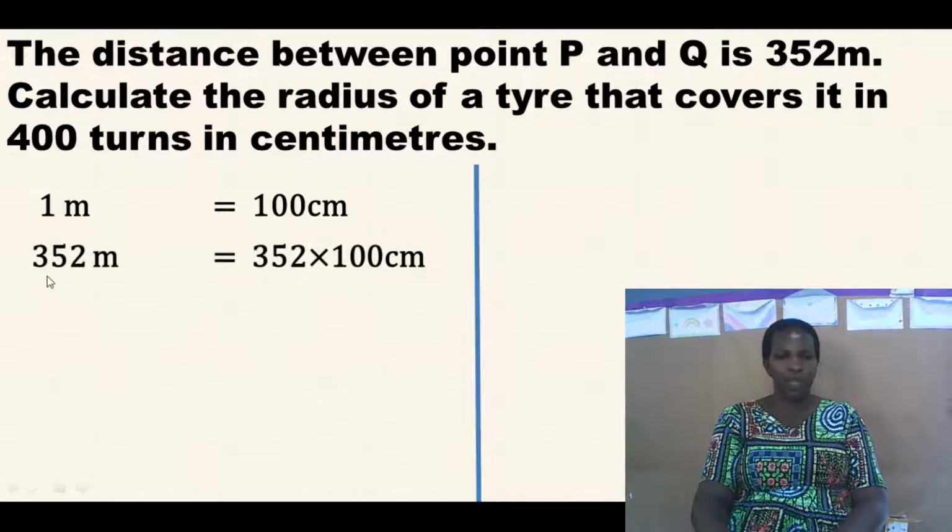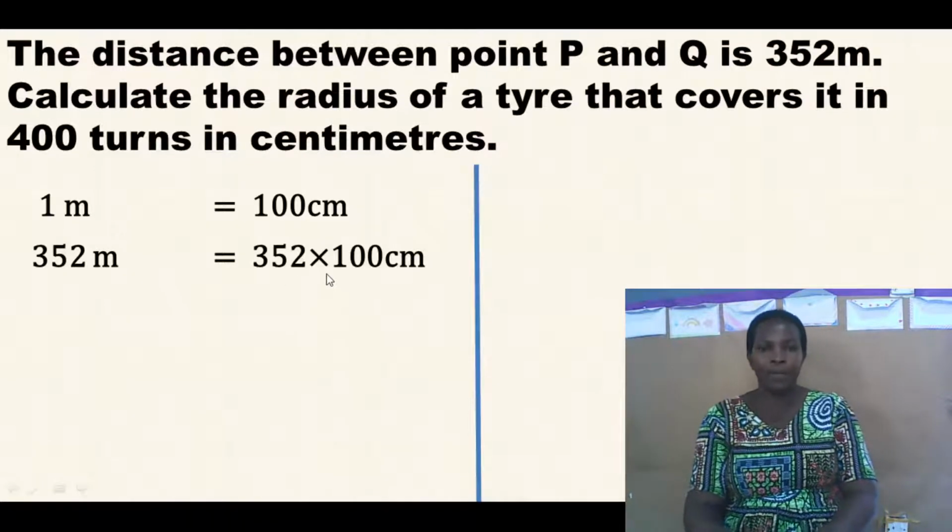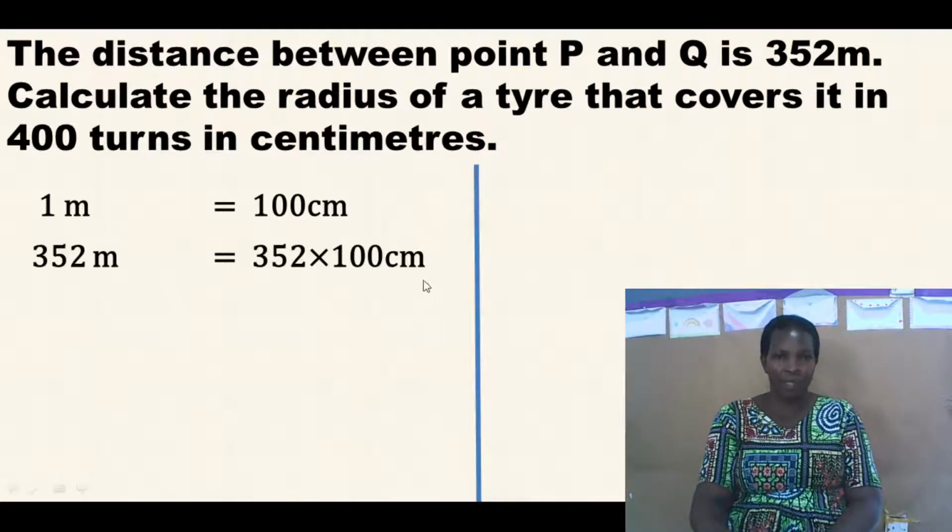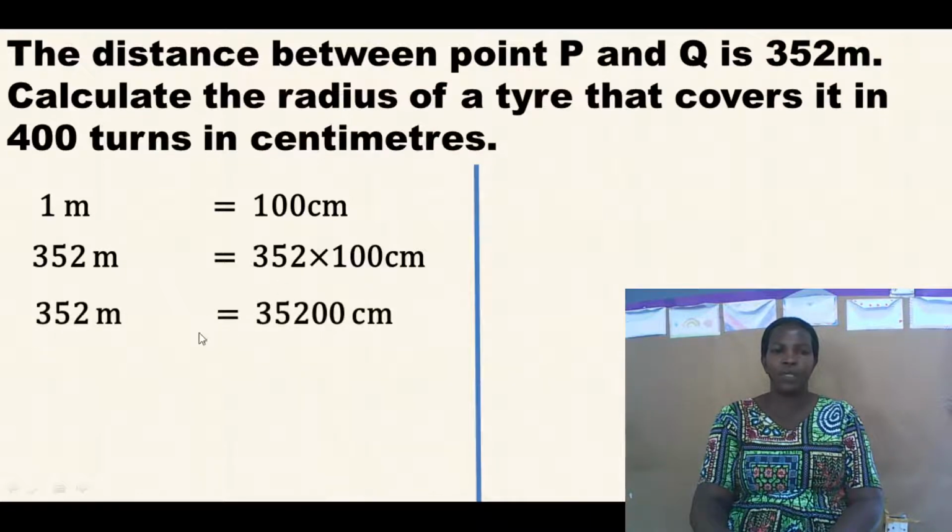We shall have 352 meters being equal to 352 times 100 centimeters. We can carry out this multiplication directly. So 352 meters is equal to 35,200 centimeters. Now, having changed the distance into centimeters, our next target is to look for the circumference.